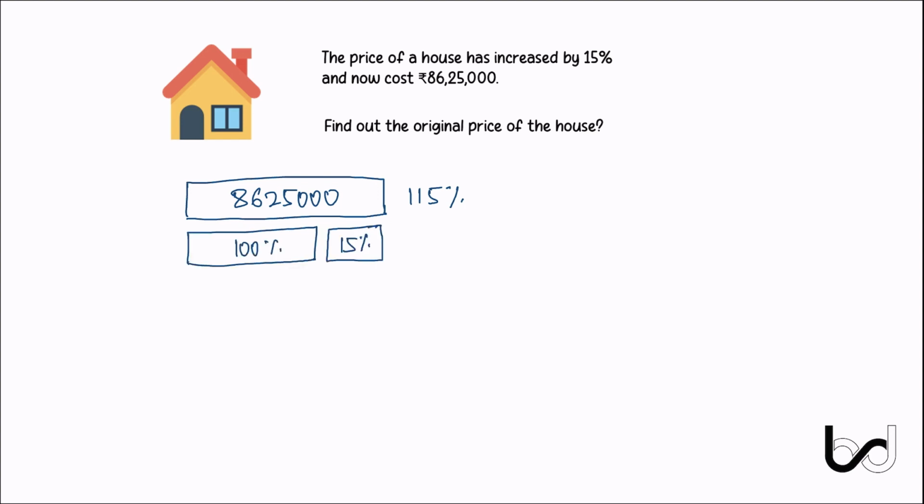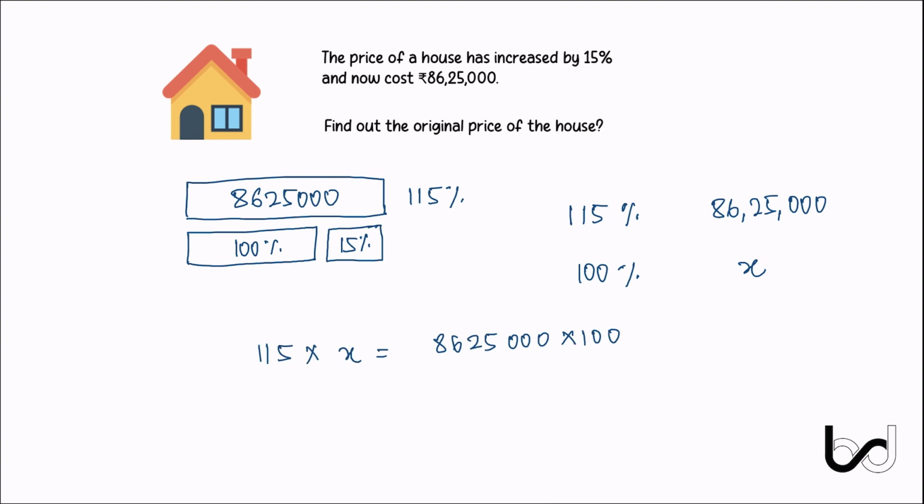Now you know 115% is 100 plus 15%. Now using the method, you can continue either in the bar method or you can use the algebraic method. Right now you know 115% is 86,25,000. Now 100% is X, cross multiply. So you'll get 115 times X is equal to 86,25,000 times 100. So X is equal to that divided by 115, which will give you 75 lakh. So the price of the house before the increase was 75 lakhs. Clear?